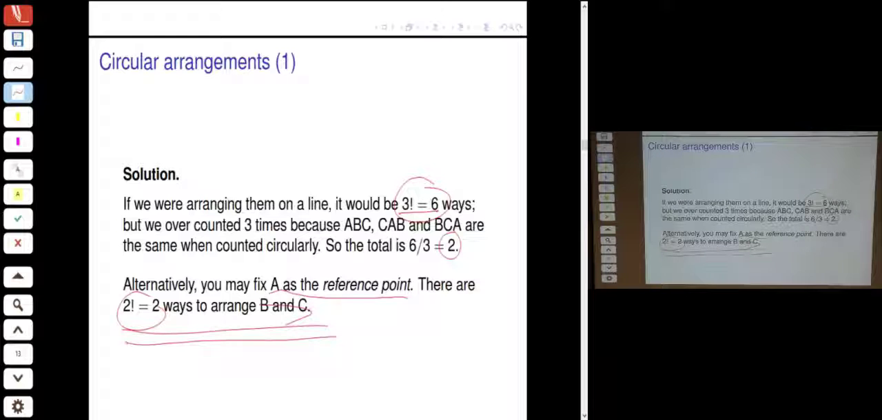So you fix one of the guests as your reference point. It is similar to a reference frame in physics. So you look at the table from the point of view of one particular guest. He could be anywhere, it doesn't matter. And then the rest of the guests can be arranged in any possible manner, and that gives you a certain factorial, which is based on the total number of guests. Okay? Questions?